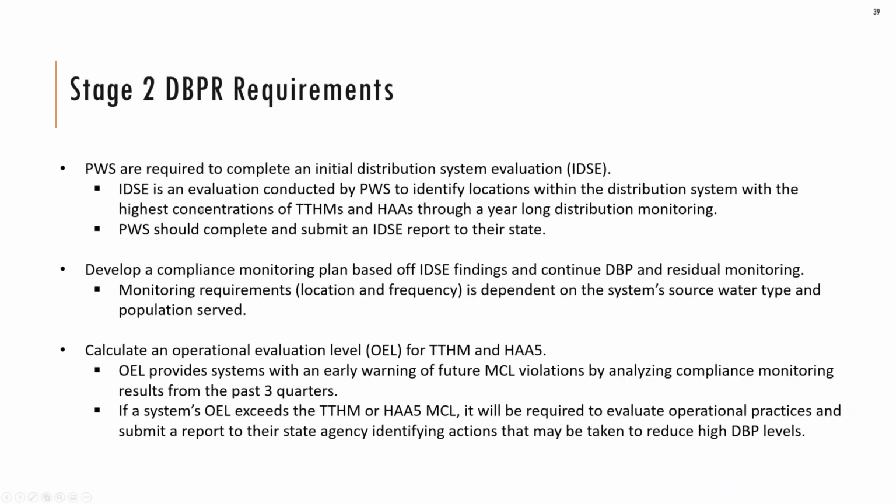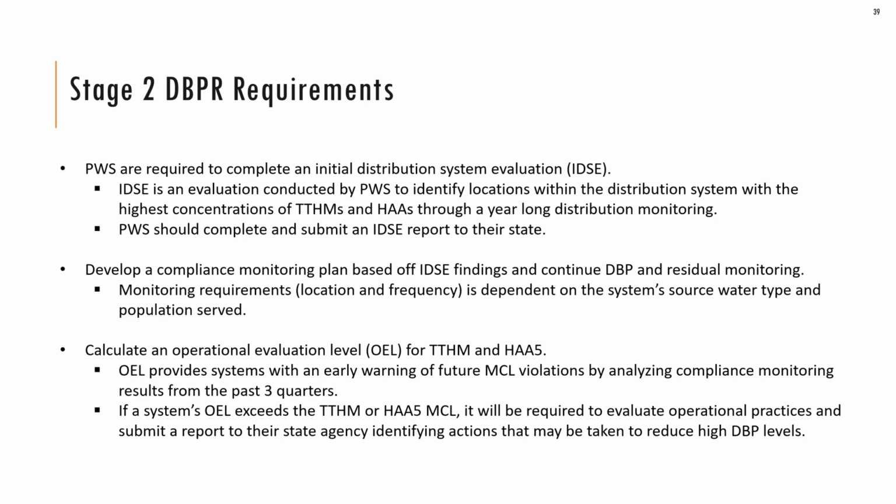So additionally, since the Stage 2 DBPR was implemented, water systems have been required to follow these additional requirements. One is to complete an initial distribution system evaluation, which is a year-long distribution monitoring to determine new monitoring sites which comply with the new IDSE requirements. These state that there are new requirements for determining sites that most represent locations where there would be the most total trihalomethane and haloacetic acid concentrations.